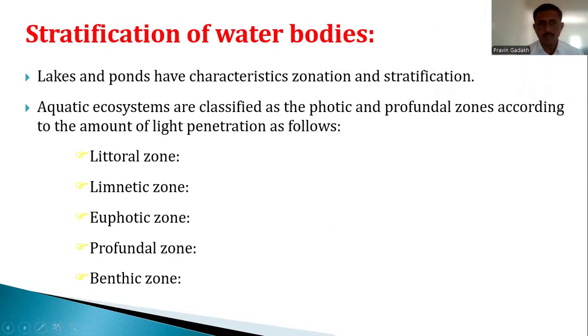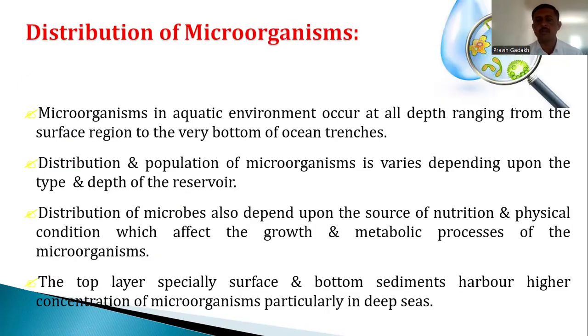So here, microorganisms in the aquatic environment occur, or we can say are found, at all depths, ranging from the surface region to the very bottom of ocean trenches. As we have discussed earlier, microorganisms are present everywhere, and they are found in the aquatic environment from the surface layer up to the trenches of the ocean. The distribution and population of microorganisms vary depending upon the type and depth of the reservoir.